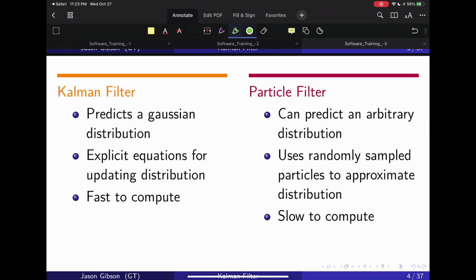So if you remember from week 3 when we talked about particle filters, they are nice because they can predict an arbitrary probability distribution. And this is really convenient because if we don't know what our probability distribution is going to be, it makes sense to use a particle filter because we're not locked into any representation.